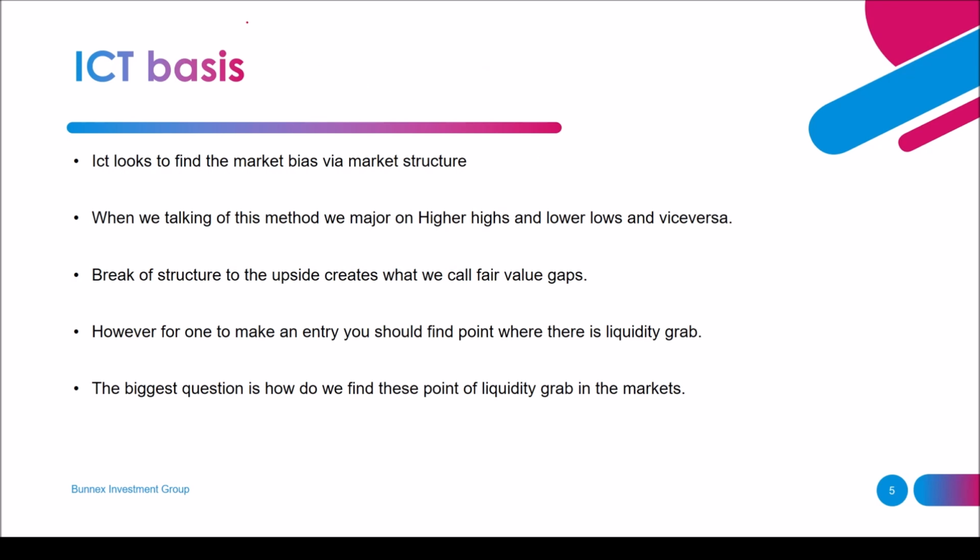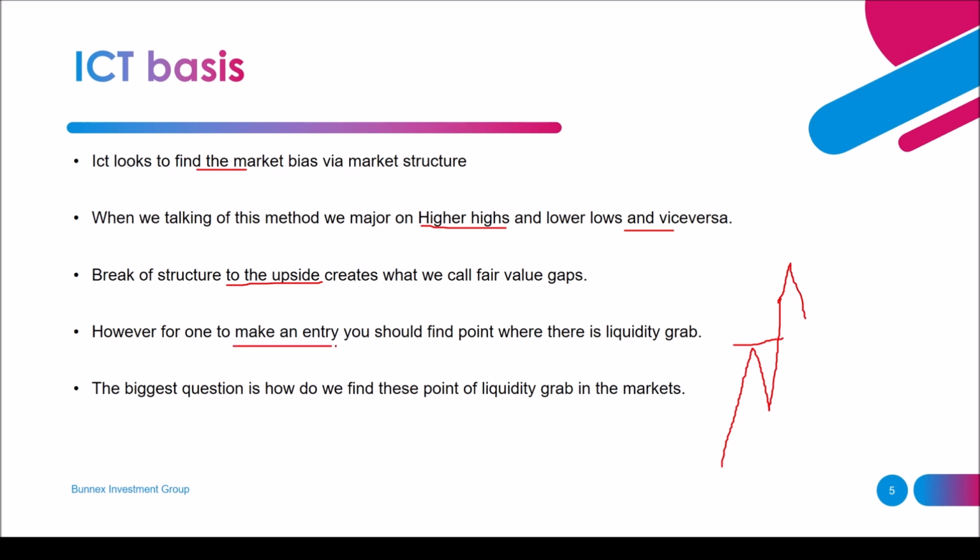ICT looks to find the market bias via market structure. By market structure, we are talking of higher highs and higher lows, or vice versa. To see if the market is going in an upward direction, we would need to see higher highs and higher lows being created, and break of market structure. Break of market structure to the upside creates what we call fair value gaps. We are not going to talk about FVGs in this particular video.